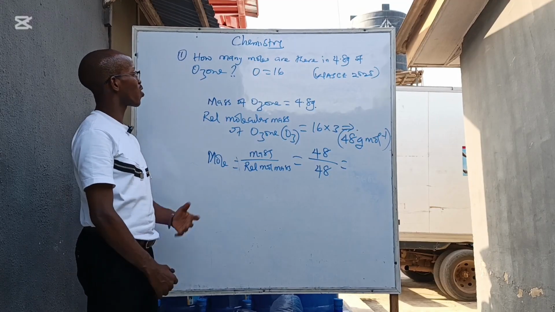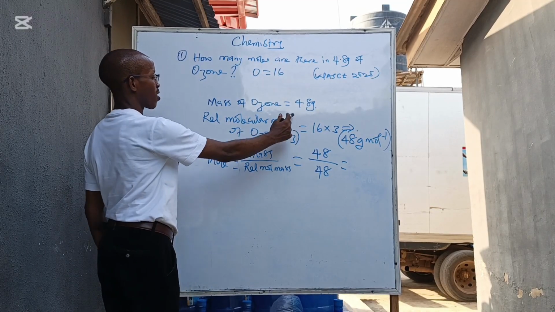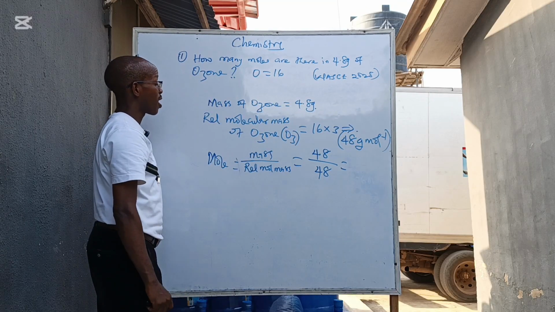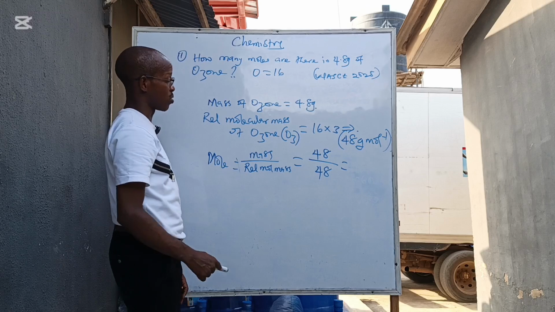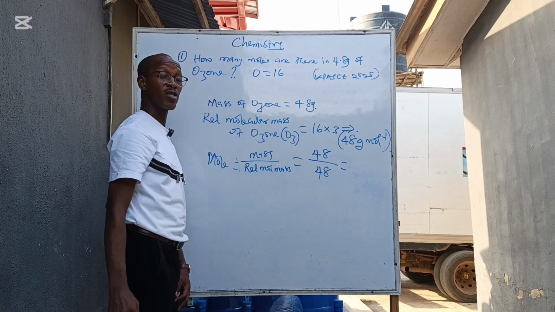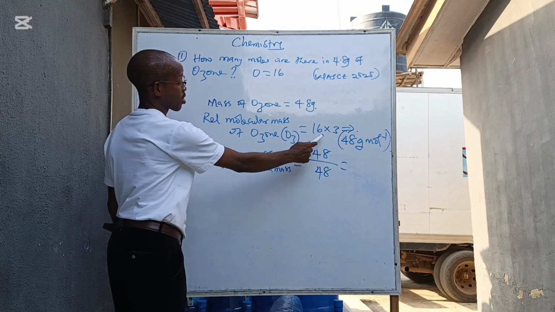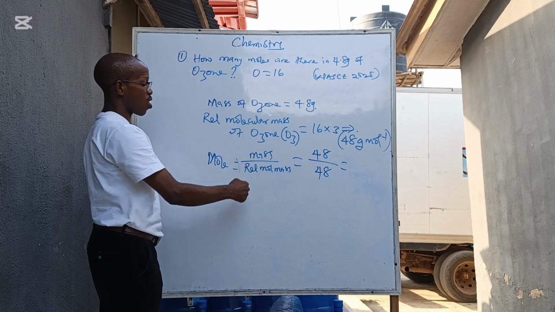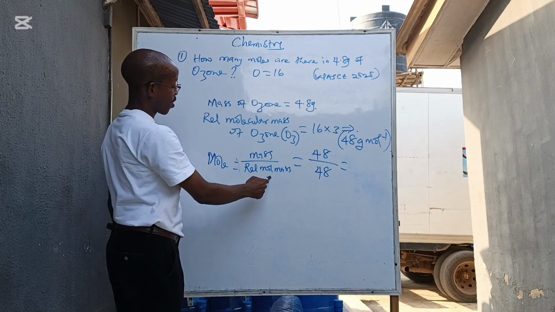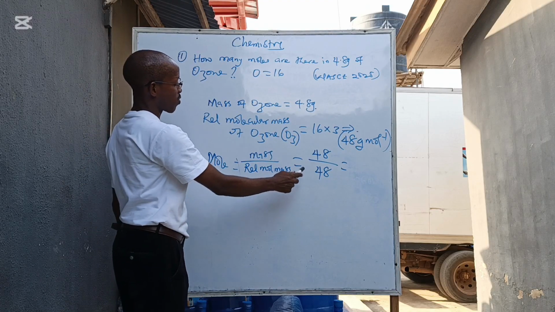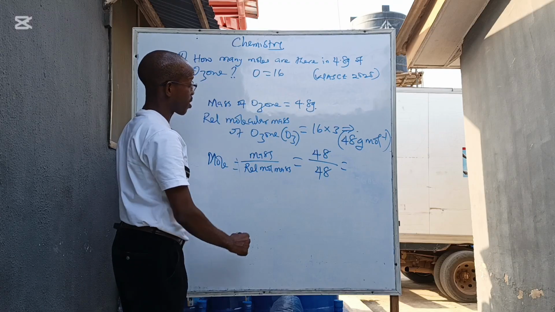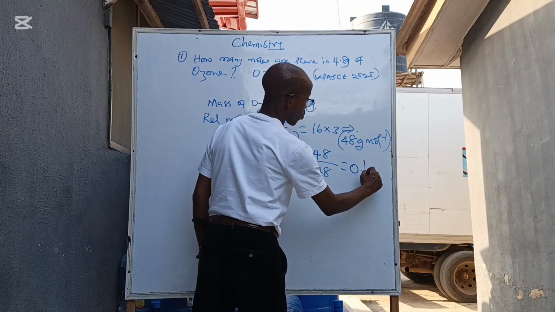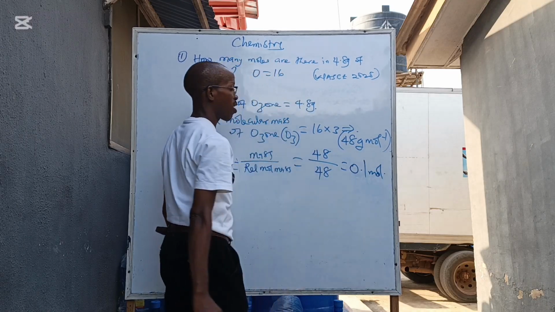Now, looking at the mass of this ozone, it's 4.8 grams. Remember, ozone is a gas with the symbol O3. And then we are going to calculate the relative molecular mass of ozone. That's 16, which is the relative atomic mass of oxygen, times 3, which is what? 48 grams per mole. Then the number of mole is what? Mass of the gas, which is the mass of ozone, divided by the relative molecular mass of ozone. So the mass of ozone is 4.8. The relative molecular mass from this, 16 times 3, is giving us 48. Dividing this, you get what? 0.1 mole.